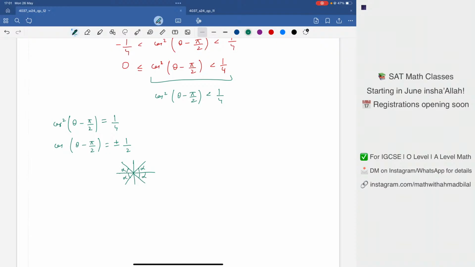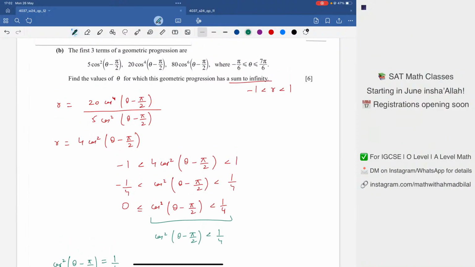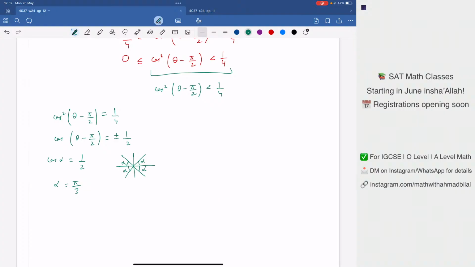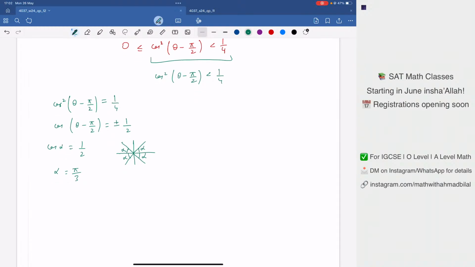Let's find that basic angle. Cos alpha equals 1 over 2. What's the basic angle? When is cos 1 over 2? It's supposed to be in radian. It's at pi over 3, 60 degrees or pi over 3. You can confirm this on a calculator as well. The basic angle turns out to be pi over 3. Now, this basic angle could be in any one of these 4 quadrants.